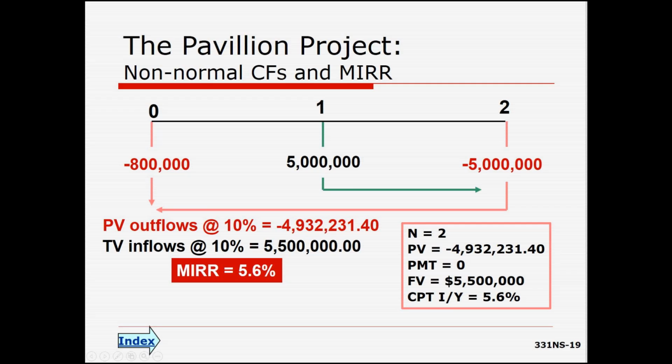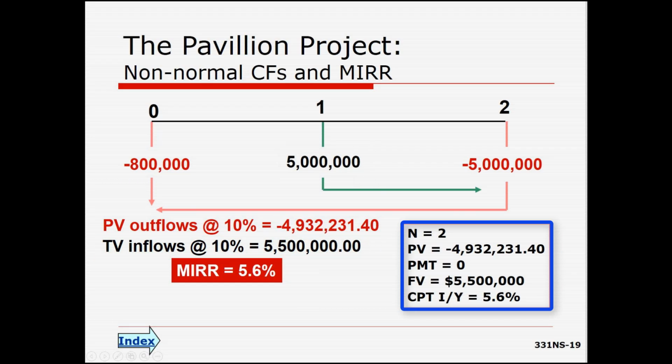MIRR can solve the multiple internal rate of return problem. All the outflows are present valued to time 0, and summed to use as the present value. Outflows to the left on the timeline, inflows to the right, future valued to the end of the project. With the Pavilion project, we have two outflows at time 0 and time 2. The cash flow at time 2 must be discounted back to time 0 and added to the cash flow at time 0. So you've got minus 5 million divided by 1.10 squared is equal to a negative 4,132,231.40. Adding the initial 800,000 outflow results in a present value of a minus 4,932,231.40.